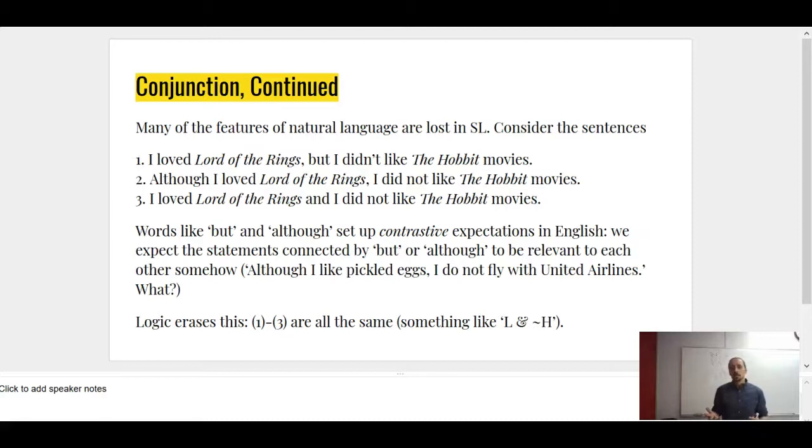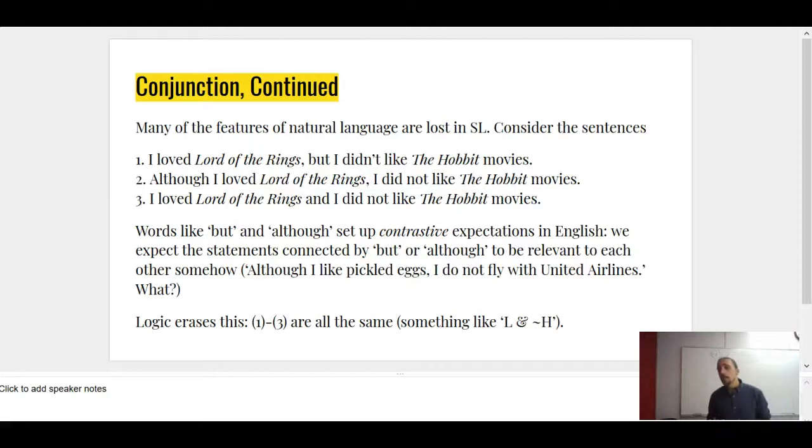Words like but set up an expectation, a contrast. Right? If I say, I love Lord of the Rings, but I didn't like the Hobbit, I'm implying that there's kind of a relationship between these two statements. Like, you might have expected me to like the Hobbit because I love Lord of the Rings, Peter Jackson, Middle-earth, Tolkien, all those things, but I didn't. Logic loses all that stuff. So the slightly different shades of meaning in those three sentences are all going to be reduced to the same thing, L and not H.